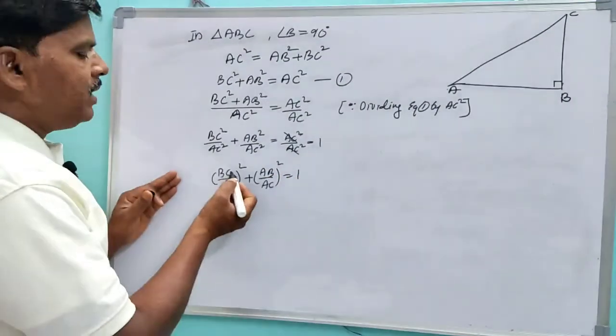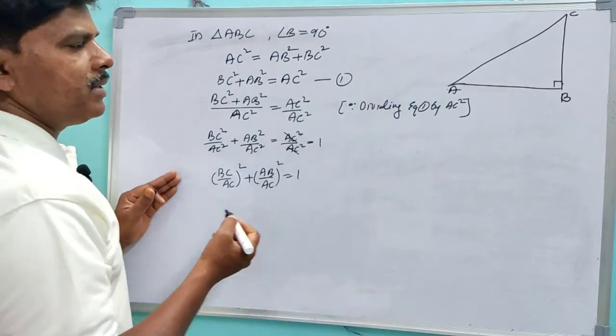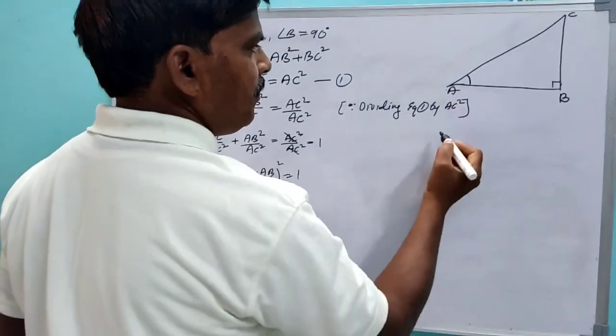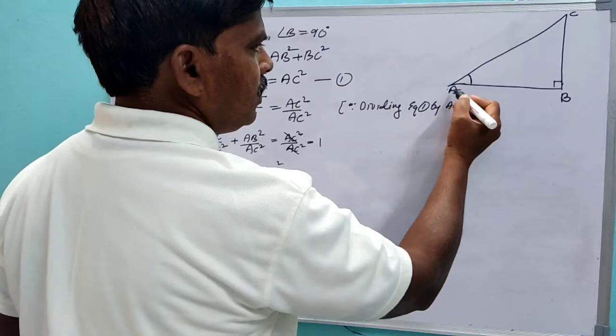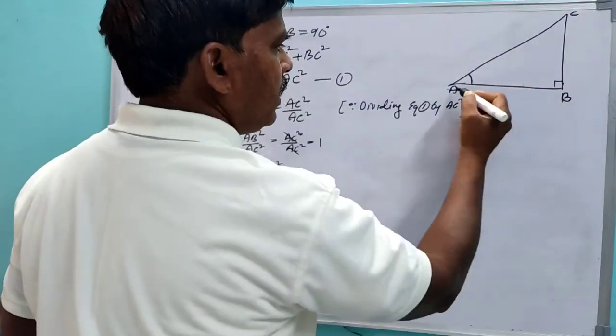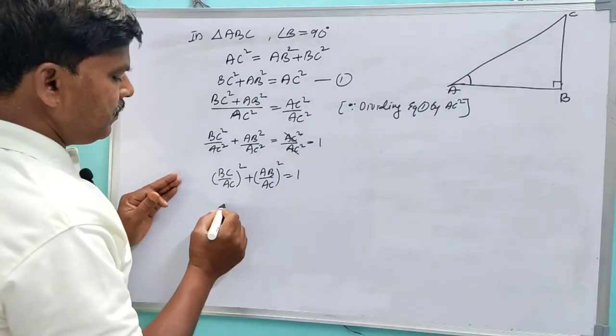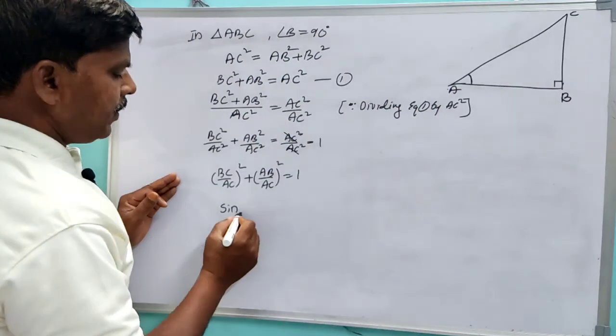Now what is BC by AC? For this angle A, BC is the opposite side and AC is the hypotenuse. So BC by AC is sin A.